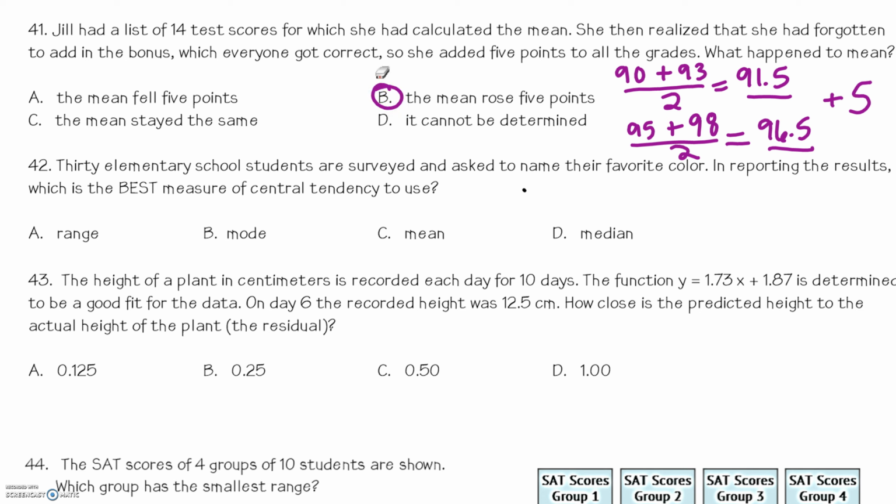So what happened is the mean rose 5 points. 30 elementary school students are surveyed and asked to name their favorite color. In reporting the results, which is the best measure of central tendency? So if we're trying to figure out what is the favorite color in the classroom, so I'm looking for the range, the mode, the mean, or the median. Well, this is categories, right? So color is a category. So I would want to use the mode. So which color is chosen the most?